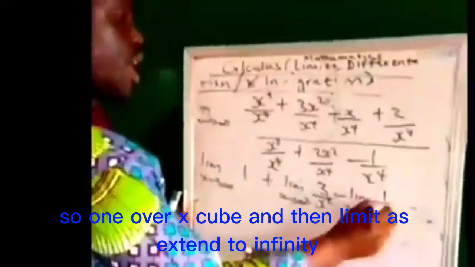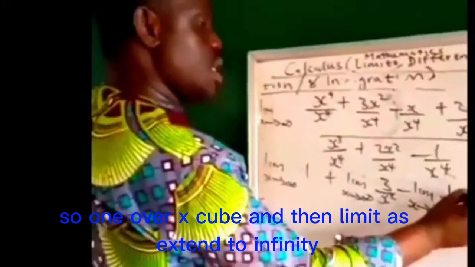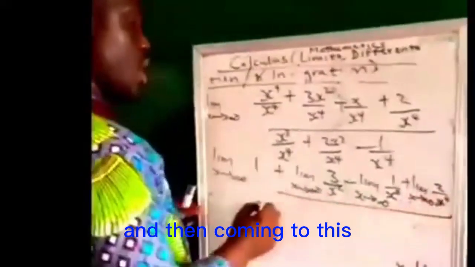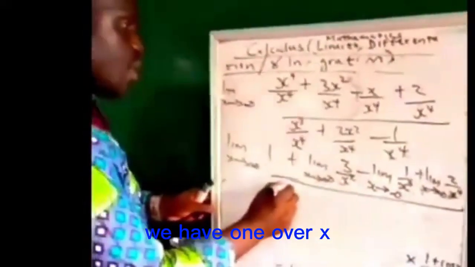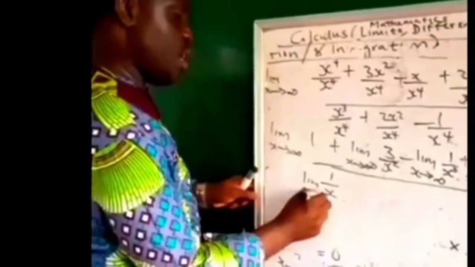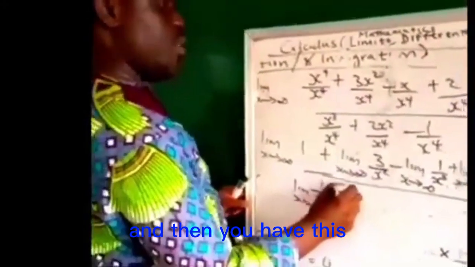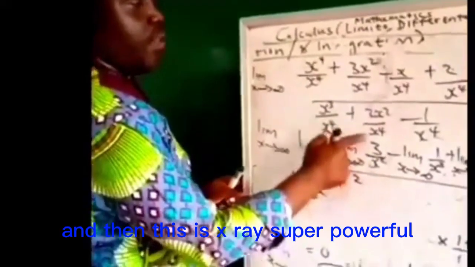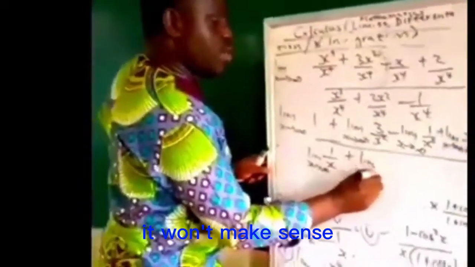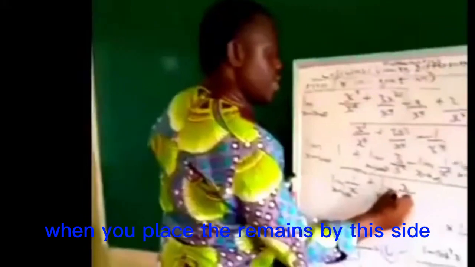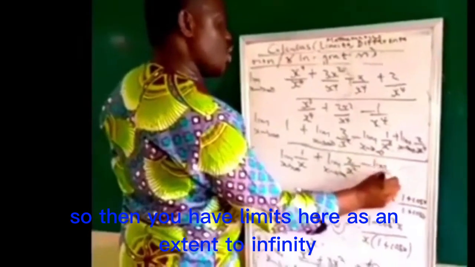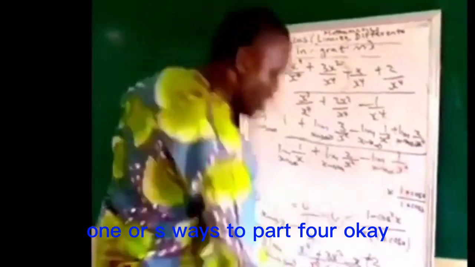So 1 over x, limit as x tends to infinity, then 2 over x to the power 4. And then coming to this, we have 1 over x, limit as x tends to infinity, and then this is 2 over x to the power 4. Place the limit by the side, so it will only make sense when you place the limit by the side. So then you have limit as x tends to infinity, 1 over x to the power 4.